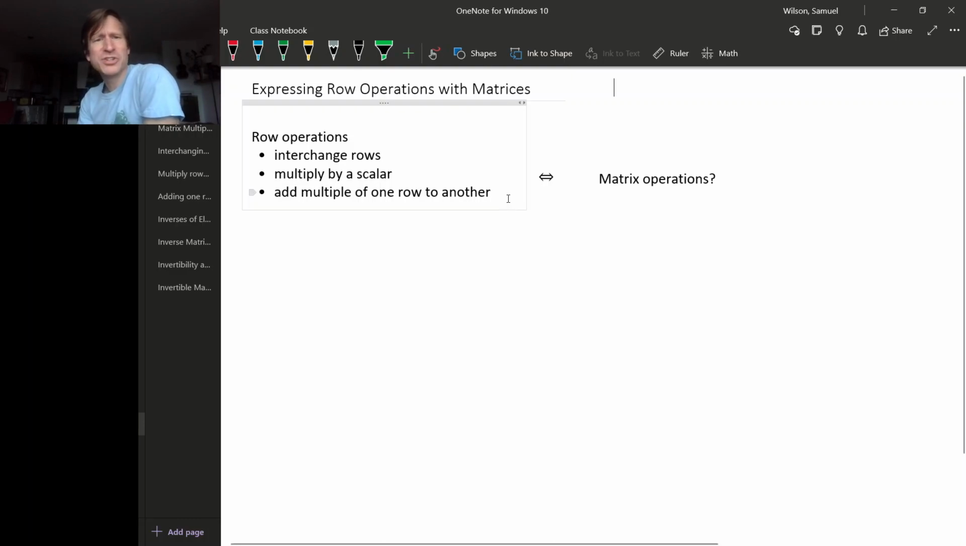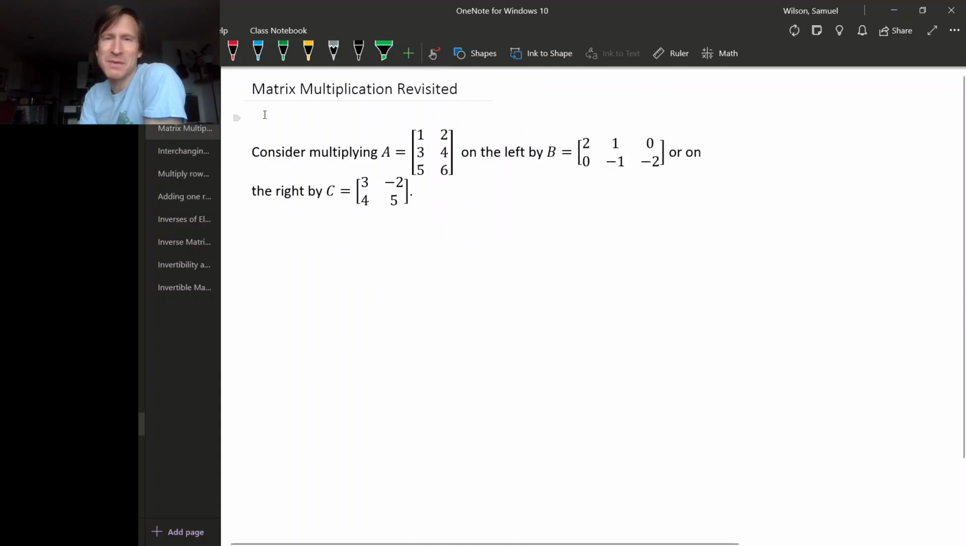What we're going to try to do is embody the row operations as matrices. Before we can do that, though, we need to notice something about matrix multiplication. So let's multiply out. We're going to multiply this matrix A on the right by C. So we're going to work out A times C.